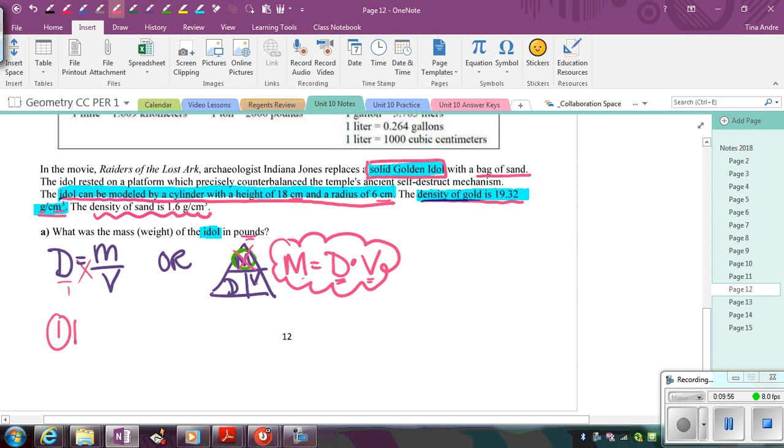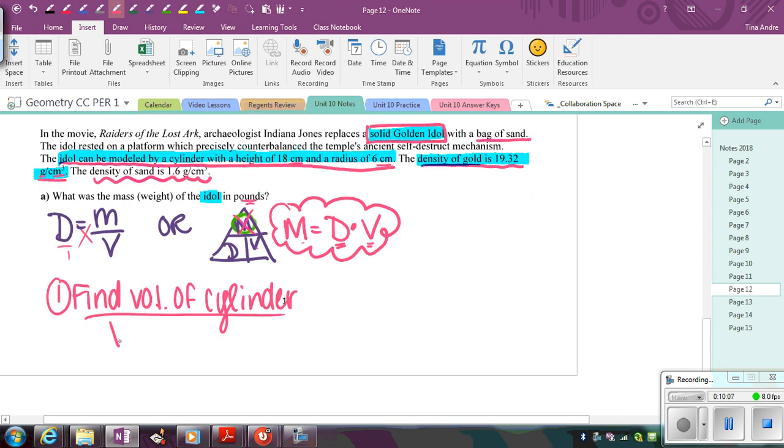So the first thing I'm going to do is find the volume. So let's get our volume formula. Volume is pi r squared times h for a cylinder. So again, we have our cylinder. The height of this is 18 centimeters. The radius is 6. So this is a straightforward plugging in. So we have pi times 6 squared times 18.